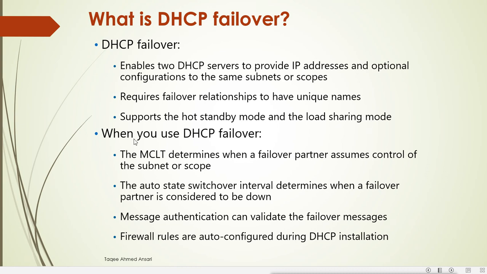Then when you use DHCP failover, the MCLT determines when a failover partner assumes control of the subnet or scope. So when the failover happens, the partner will assume control, and who is going to control the subnet and scope is based on the MCLT. The auto state switchover interval determines when a failover partner is considered to be down. So when we configure the failover, we have these options there. The state switchover interval defines when the other partner is considered down and the partner is to take over control of the scope.